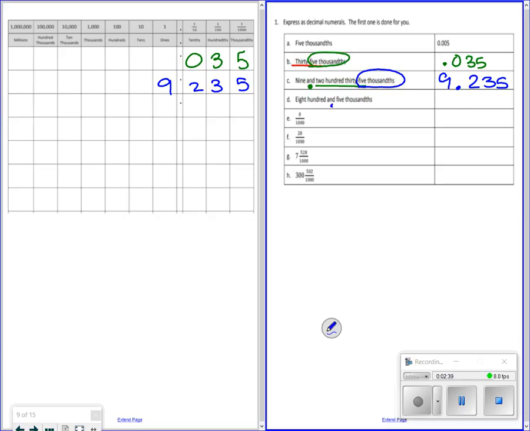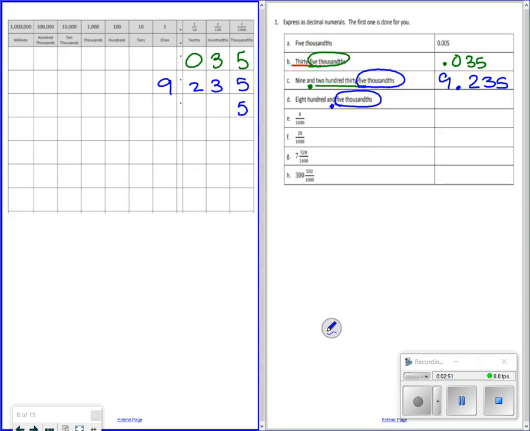800, there's the decimal, and there's the 5 thousandths. So 5 has to be in the thousandths place. So there's a 0, there's a 0. 800. So that's what you should have for D. If any of your answers are wrong, you need to be fixing them. It doesn't do you any good to have the wrong answers because you're always going to think that you're right when your wrong answers are in there.